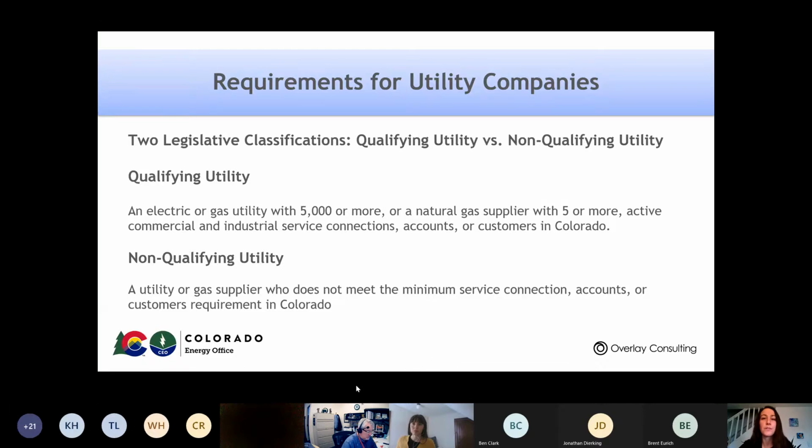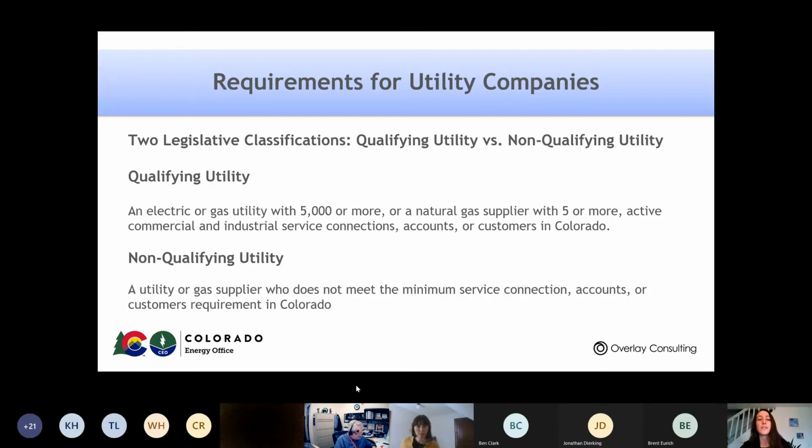So first, I just wanted to do a quick touch on the requirements for utility companies based off of the requirements outlined in the bill, just so we all have a base for what we're going to be hearing a little bit more about today. The bill stipulates two different classifications of utilities, qualifying utilities and non-qualifying utilities. The main difference between the two is the way in which a utility company is going to be required to take requests for data from their owners and their customers.